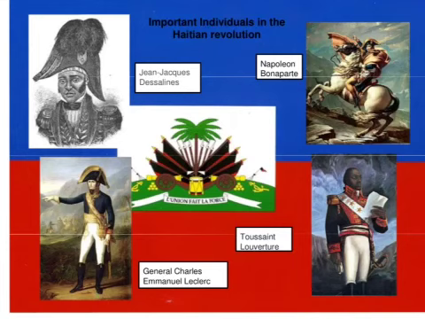Napoleon Bonaparte was the Emperor of France at this time. He dispatched a large force of French soldiers and warships to the island, led by Bonaparte's brother-in-law Charles Leclerc, to restore France's rule.